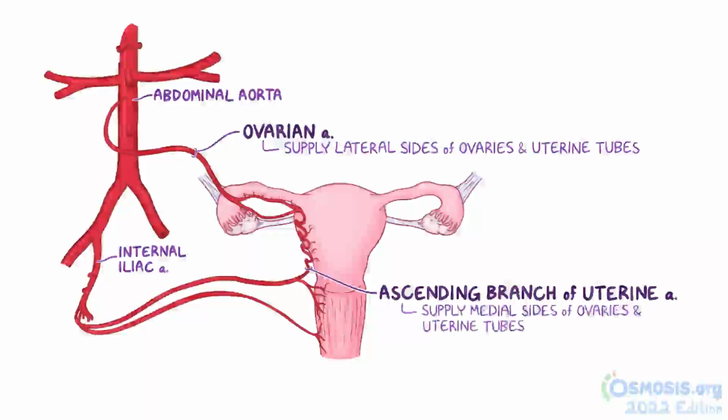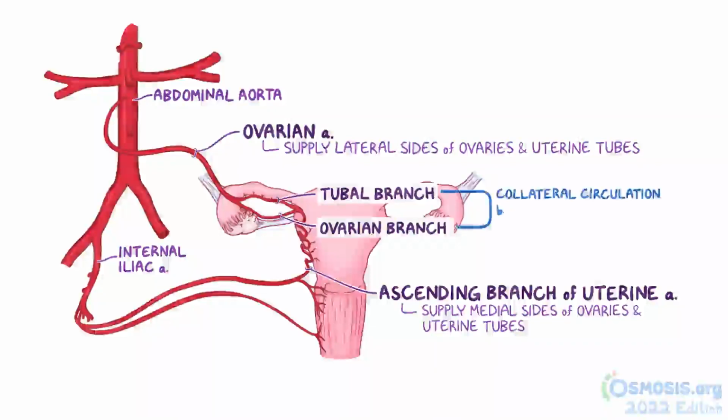These branches ascend on the lateral sides of the uterus, reaching the medial sides of the ovaries and the uterine tubes. Now, both ovarian and ascending uterine arteries terminate by bifurcating into ovarian and tubal branches, and these branches supply the ovaries and the uterine tubes respectively. These branches also anastomose to form a collateral circulation between abdominal and pelvic arteries.